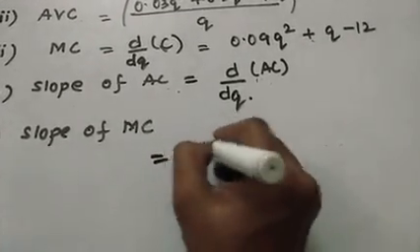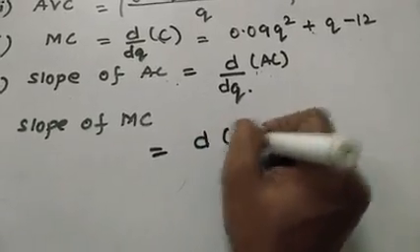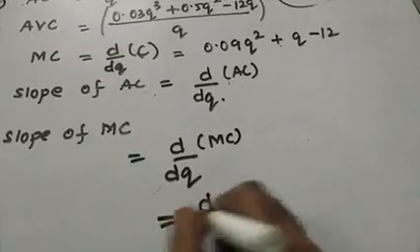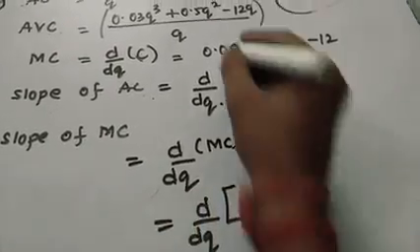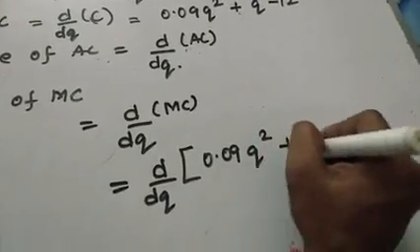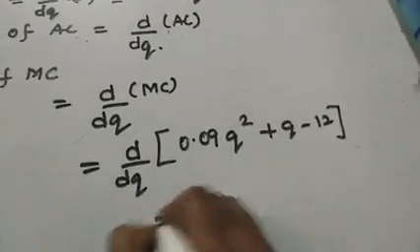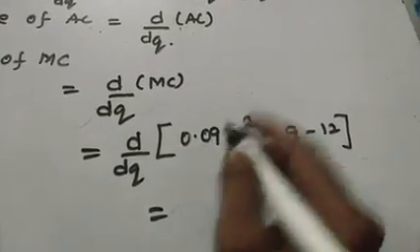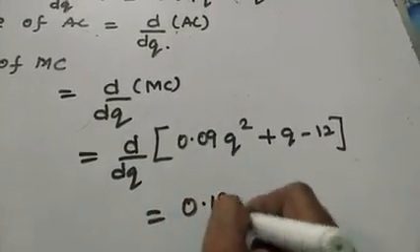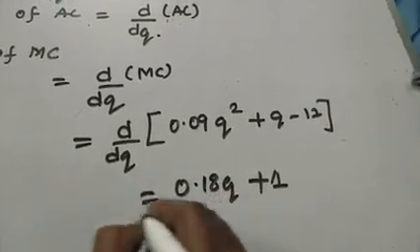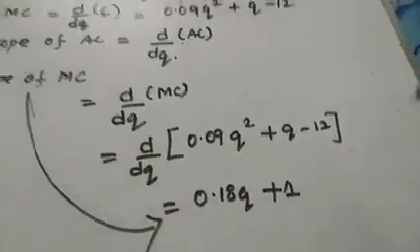Same, differentiating the marginal cost with respect to the output. What is the output here? Q. What was the marginal cost we got? 0.09 q square plus q minus 12. Now after differentiating, the q square derivative is 2q, 2 into 0.09 is 0.18 q. The q derivative is 1 and the derivative of 12 is 0. So this is the slope of marginal cost.